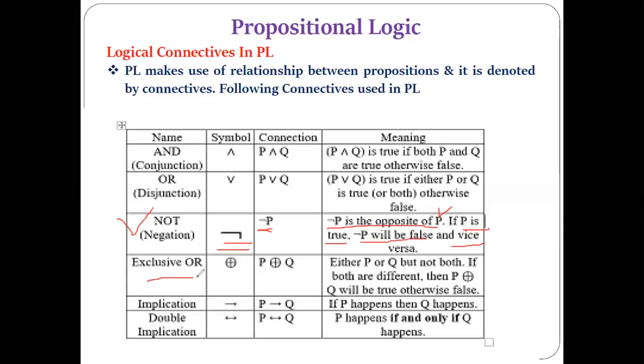Then we have another connective, exclusive or, which is shown like this: either P or Q, but not both, only one of these two. If both are different, then P exclusive or Q will be true, otherwise it is false. Then we have the implication.